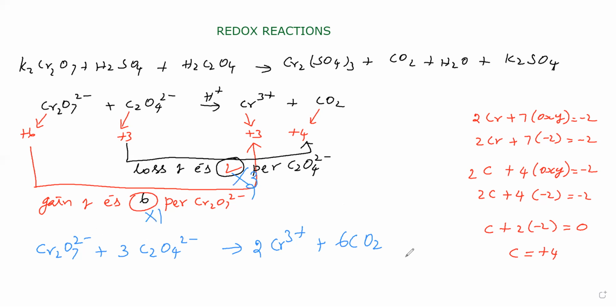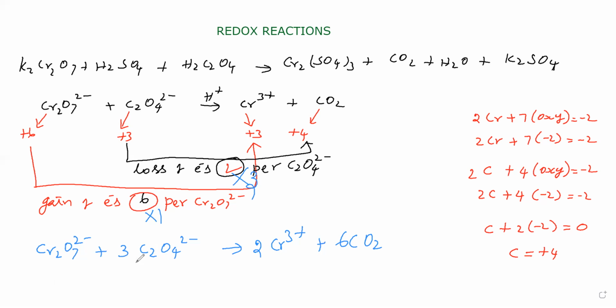Now the loss of electrons and gain of electrons are equal. Next, the remaining things we have to balance by the hit and trial method. Now oxygen. Here the oxalate oxygen is balanced in the carbon dioxide. So dichromate oxygen alone we will consider.